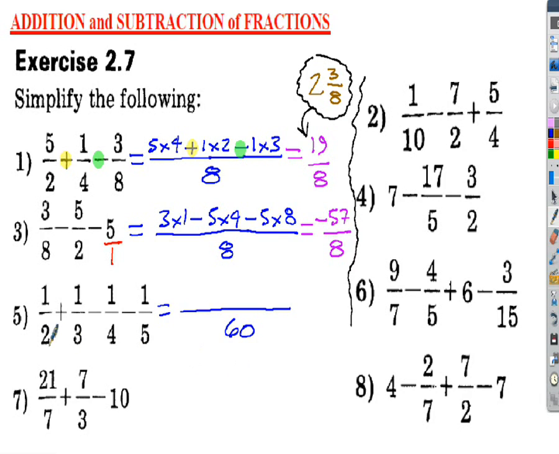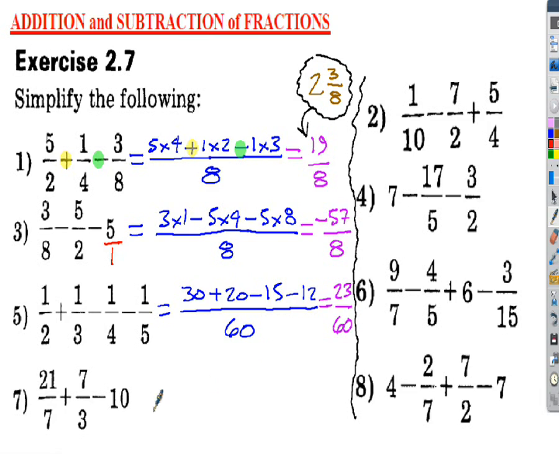Back to our process, how many times does 2 divide into 60? That goes 30 times, so that will be 1 times 30 on the top, so 30. Add into that. 3 into 60 goes 20 times, so 1 times 20 is 20. Then we'll be subtracting from that. 4 into 60 goes 15 times, so 1 times 15 is 15. Subtract the 15. And then 5 into 60 goes 12, so we'll end up subtracting 12. Evaluating, that becomes 23 divided by 60.